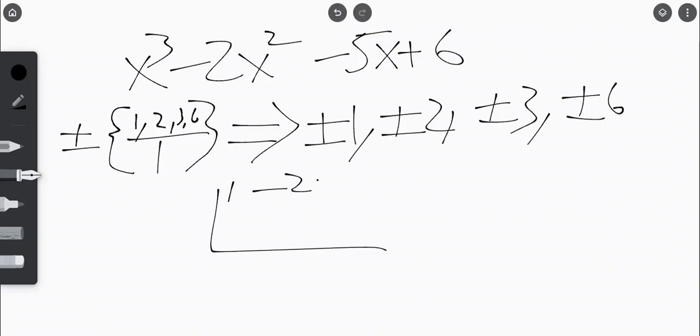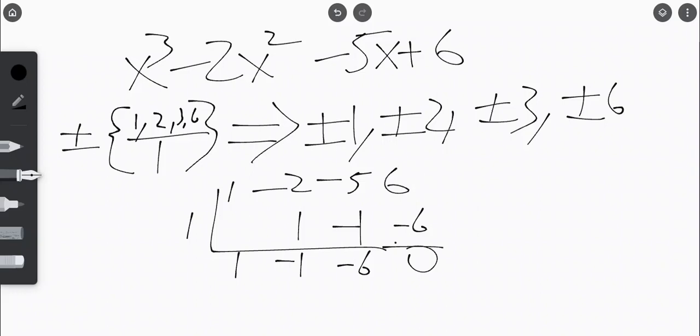So let's put our coefficients, and let's say we're testing whether 1 is a root. If 1 is a root, that means we just put 1 here. And the reason for this is if 1 is a root, that means our factor is x minus 1, and we have to negate it, which gets us back to 1. So drop the 1, and then multiply and add, and then multiply and add.